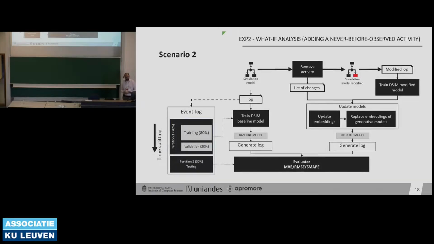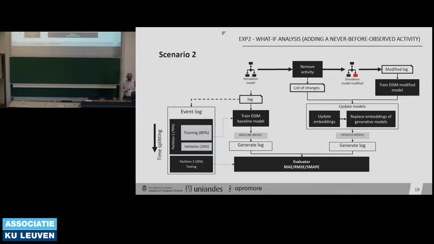In the second scenario, we are testing a different what-if scenario. Let's say it's a more challenging scenario for deep learning models, because we are adding a never-before-observed activity in the data. This is very complex for deep learning models. They are not able to reproduce something that is not in the patterns they are observing.